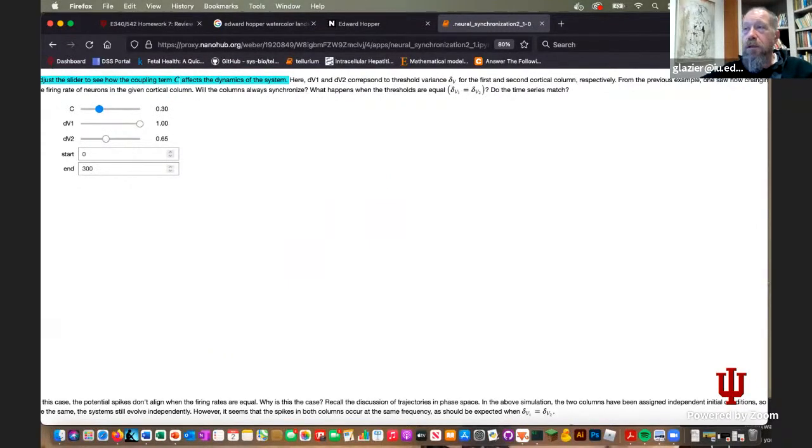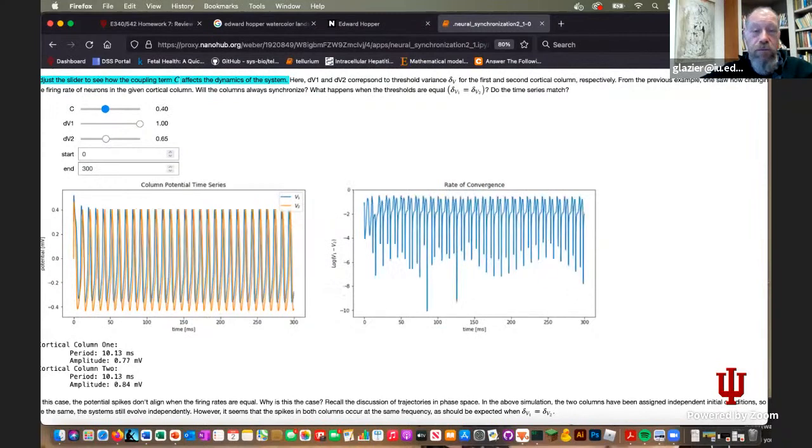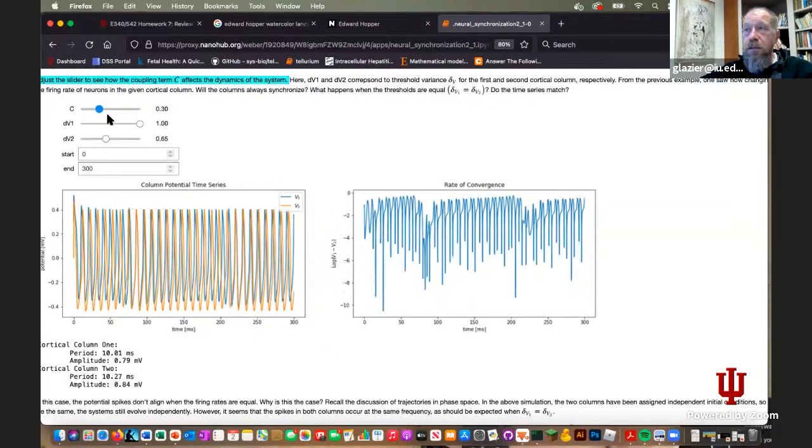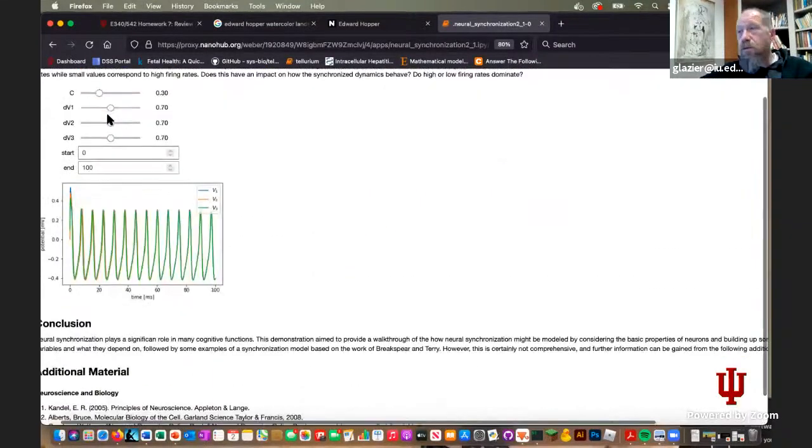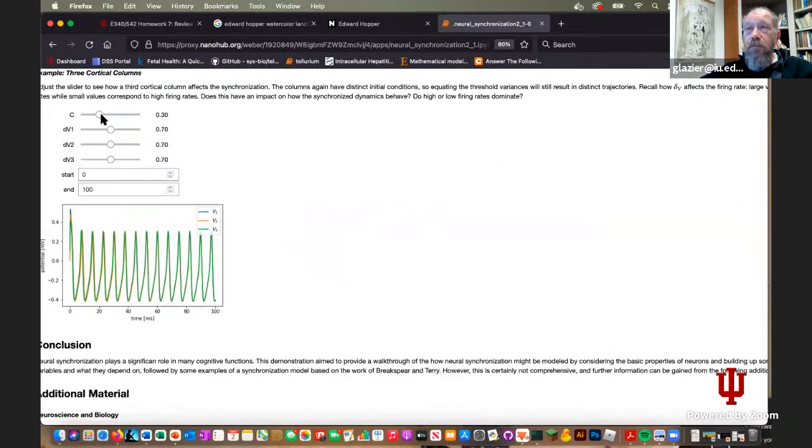See, now they're separate. And now they've unlocked. So that's sort of a nice base model. Now the one with three is also quite interesting. Again, we start with C equal to zero.